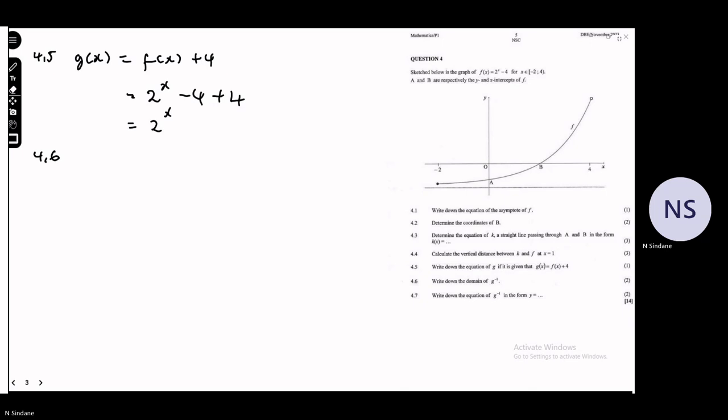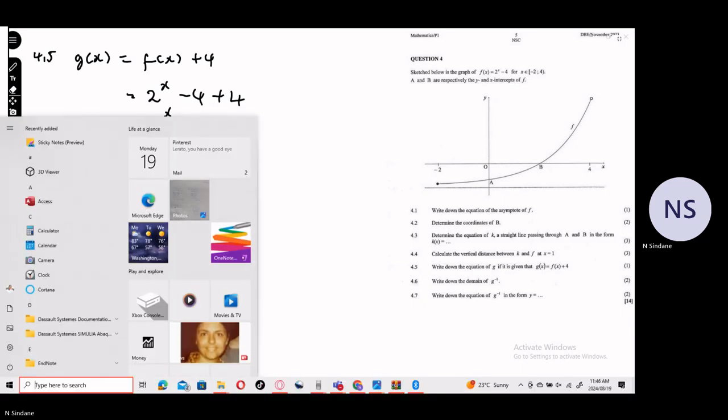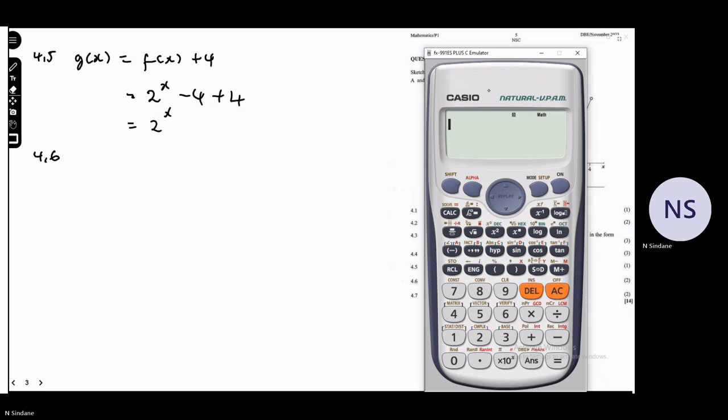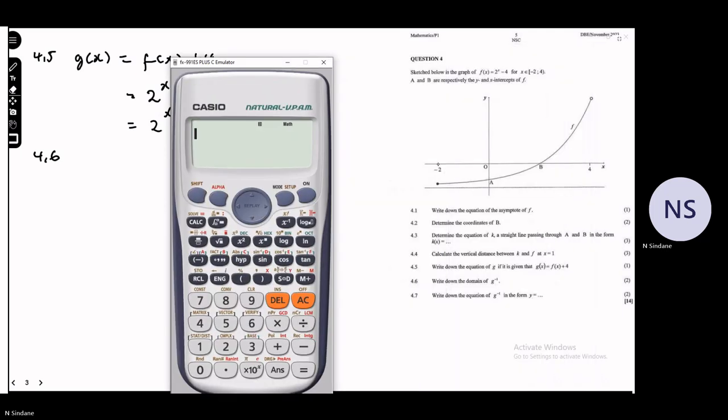Next question, 4.6. Write down the domain of G inverse. So remember, when you're dealing with inverses, it is the interchange of domain and range. So if I can get the range of G, that range of G will now be the domain of G inverse. So from there, let's get our range. At this point, you can see that we're given that our graph starts at -2, exactly.